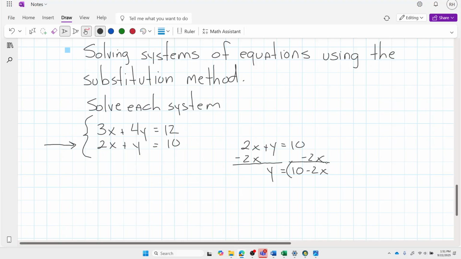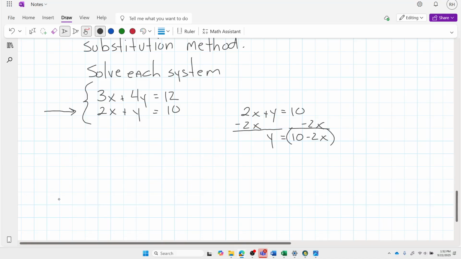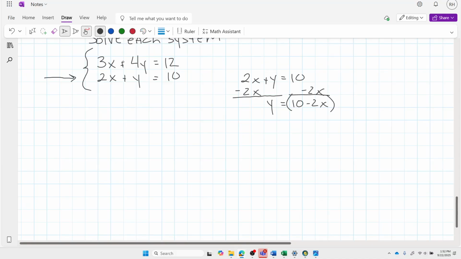And this is called the substitution method because you're going to solve for one variable and then take that expression and substitute it into the other equation where the variable is. So if y is equal to 10 minus 2x, then we're going to rewrite the first equation, and where there's a y, we're going to substitute 10 minus 2x. So what we get is 3x plus 4 times 10 minus 2x, and that's equal to 12.